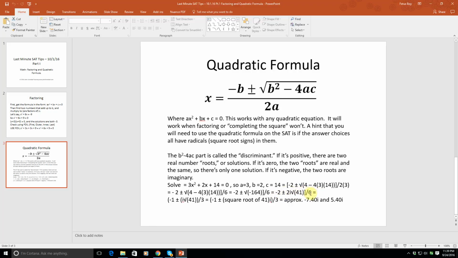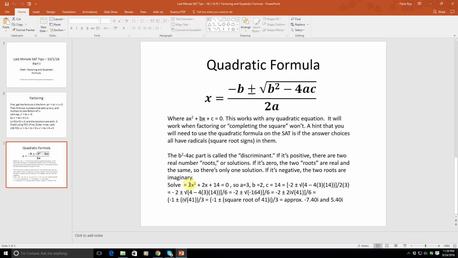Now, 6 is divisible by 2. Negative 2 is divisible by 2. 2 is obviously divisible by 2, so we divide through by 2, and we end up with negative 1 plus or minus i times the square root of 41 over 3. So negative 1 plus or minus the square root of 41 times i over 3 is approximately equal to negative 7.40 times i and 5.40 times i, where i is the imaginary number.